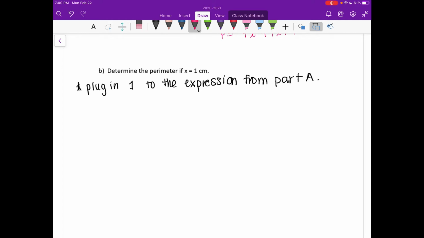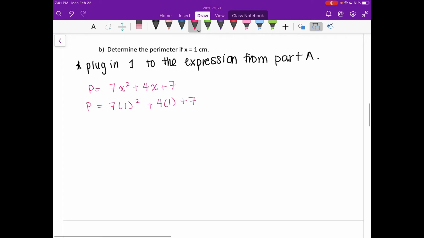Okay? So plug in number 1 to the expression from part A. So I'm just going to plug that in. So I'm just going to say P is equal to 7x squared plus 4x plus 7. Right? P is equal to 7 times 1 squared plus 4. I'm just plugging in the 1 and make sure it's always in brackets, because if you don't plug it in brackets, it just gets messy. And it's the form. It actually changes stuff, right? Because if this was a negative, it would change things.